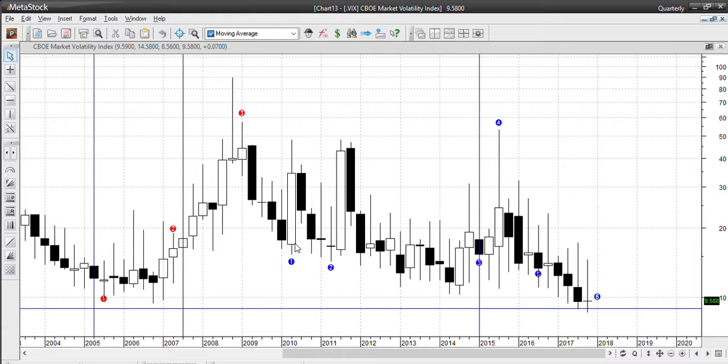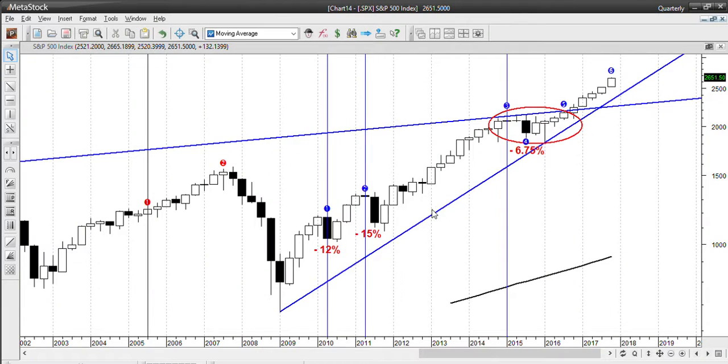Let's see this pointer number 1, blue point and white candle. This is the quarter ending June 2010. I have marked a similar point on the S&P. This is point number 1, and in this quarter the S&P fell 12%.